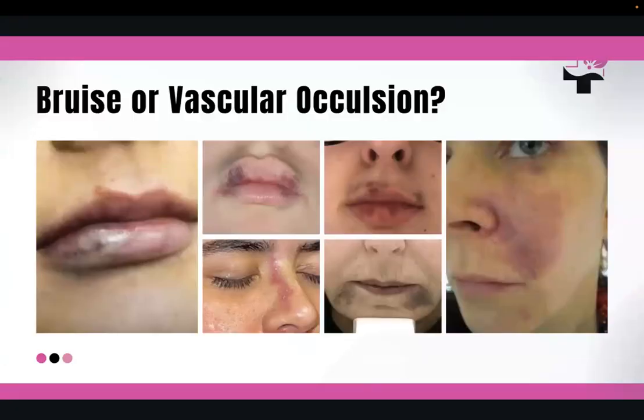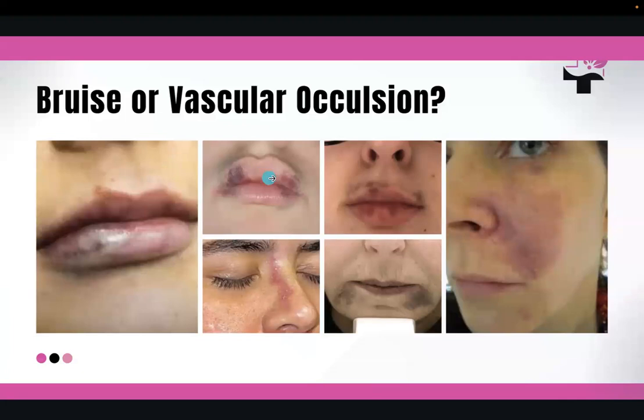So the reason why we have this image up here is because bruises can look pretty scary. Sometimes people think that bruising is a sign of a vascular occlusion, but it is not. A sign of a vascular occlusion is going to be the 5 phases that we just discussed earlier. So this very first picture down here over on the left side, this is a vascular occlusion. This is going to be a stage 1 because you're just having blanching.